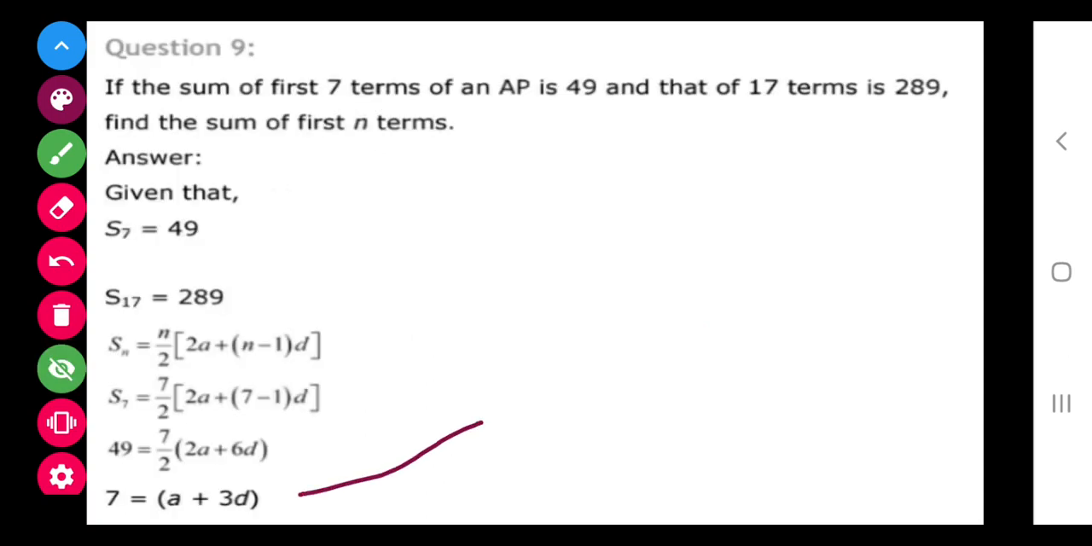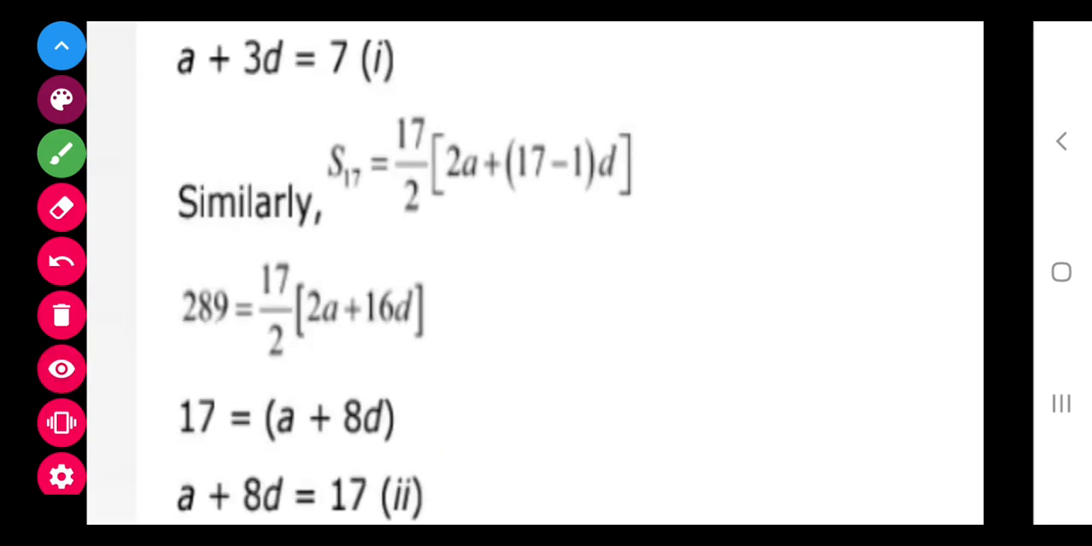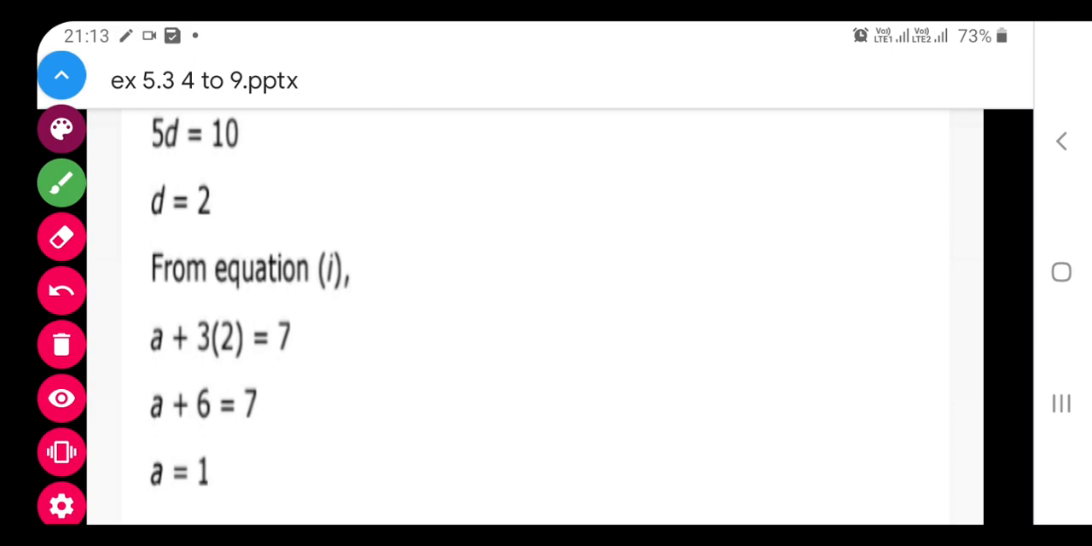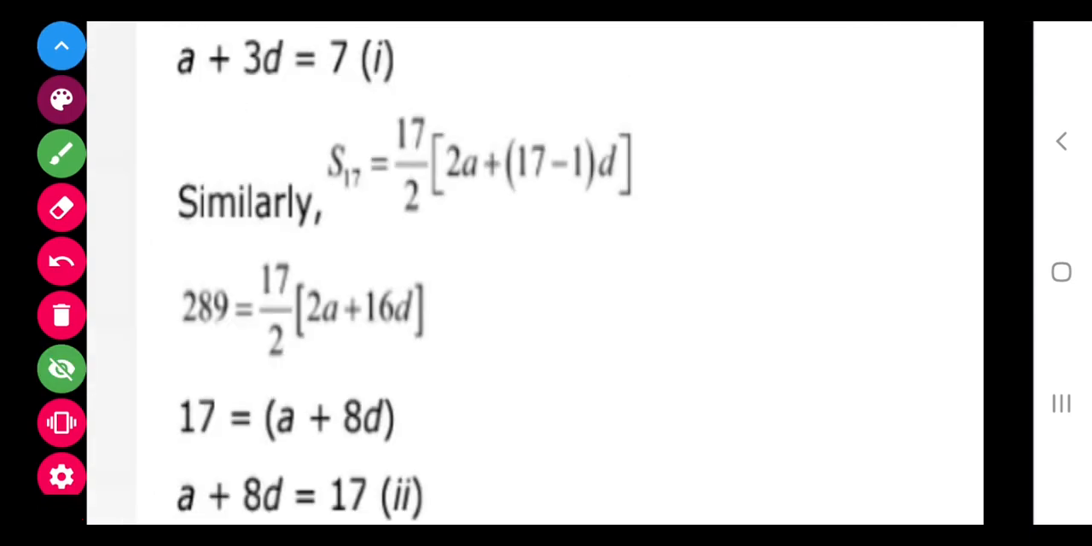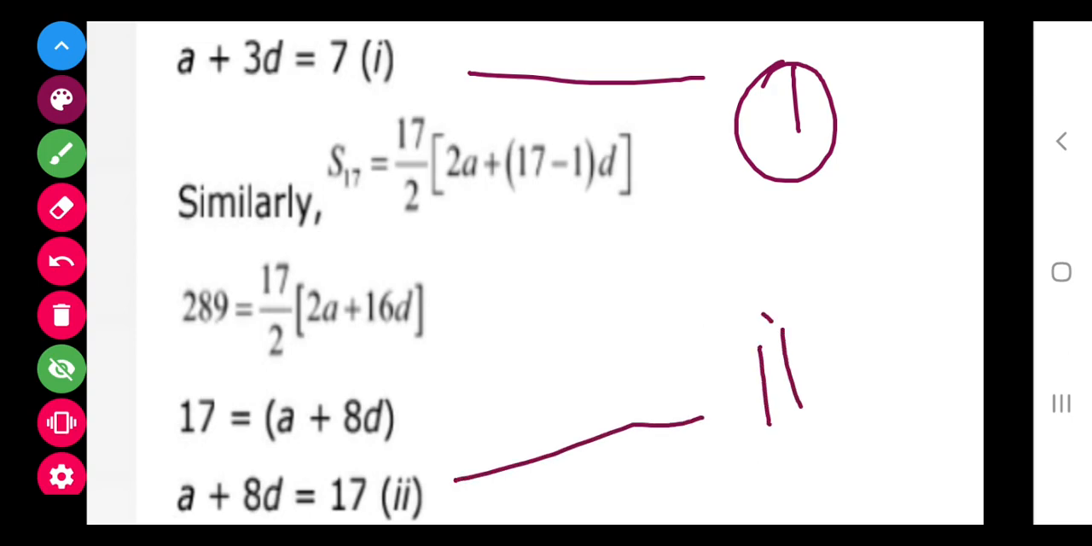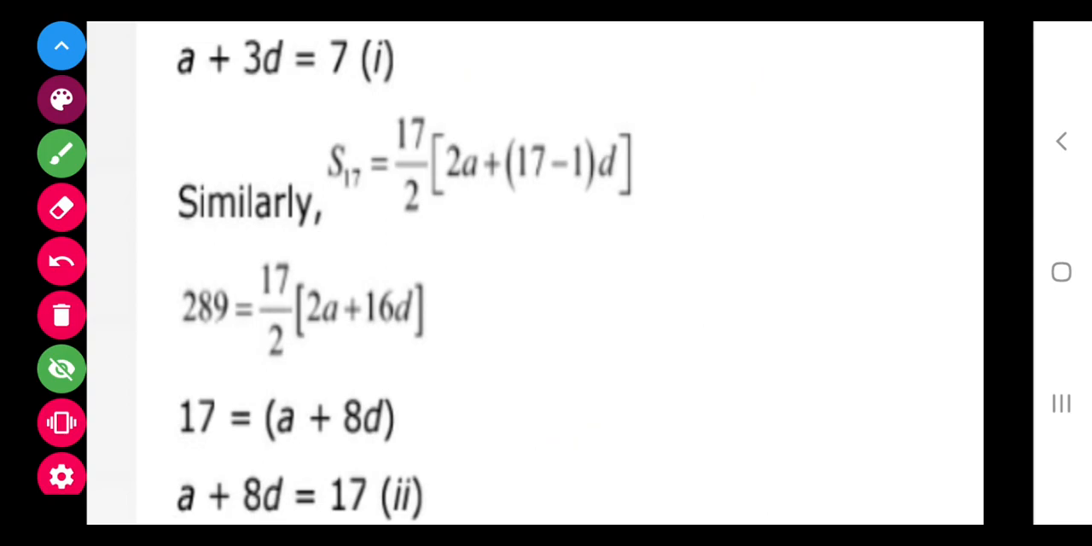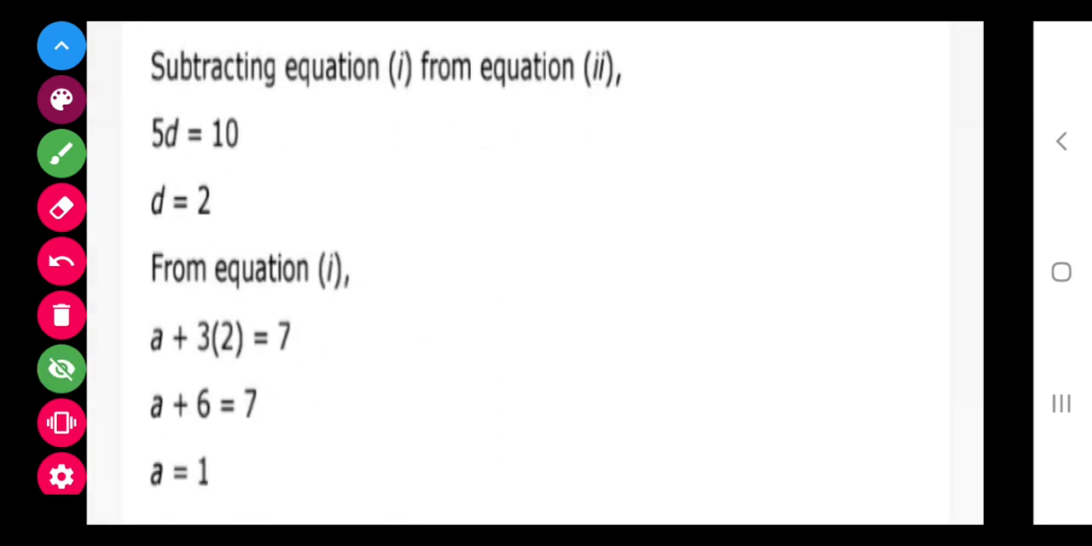This was your first equation, this one is your first equation and this one is your second equation. So these two equations can be solved as linear equations in two variables. We can get the values of a and d from here, as they have solved. On subtracting we are getting d equal to this much, a equal to this much.